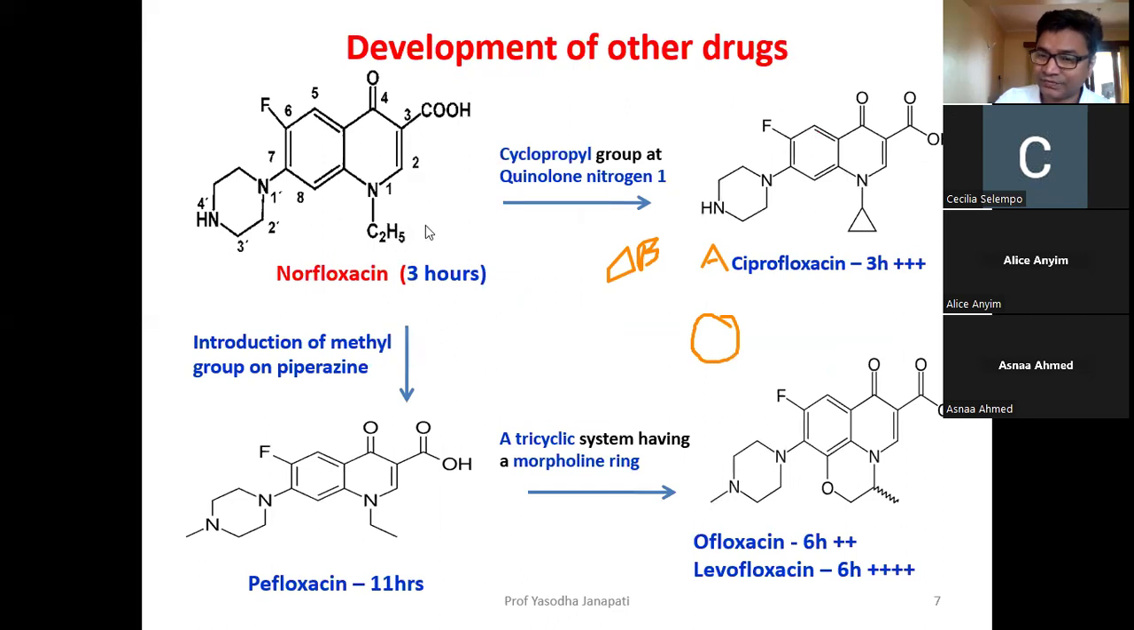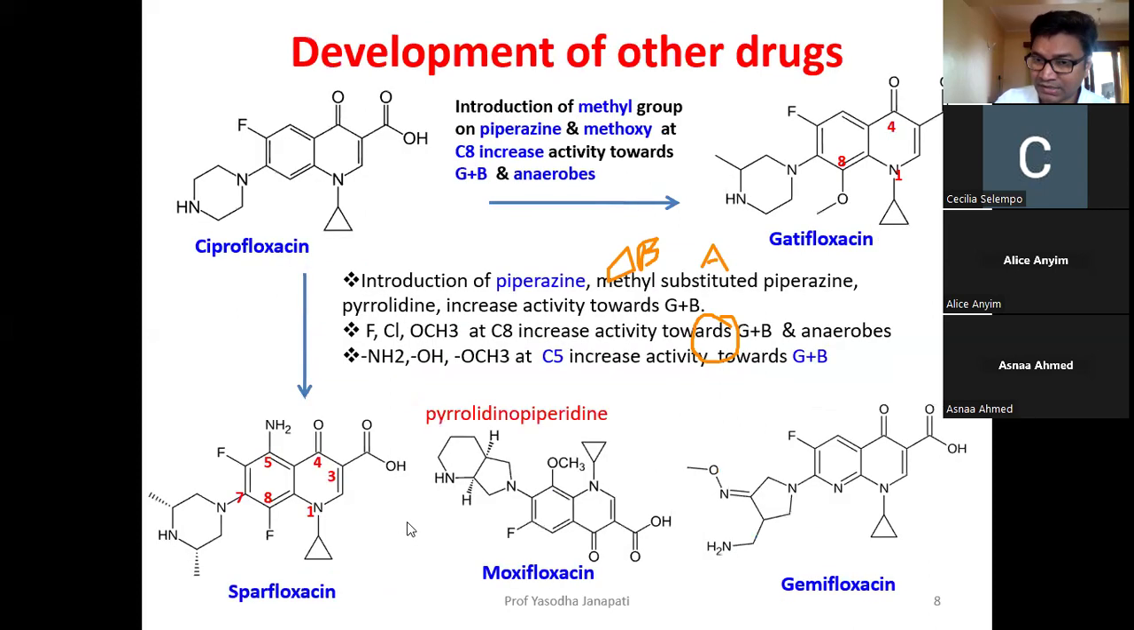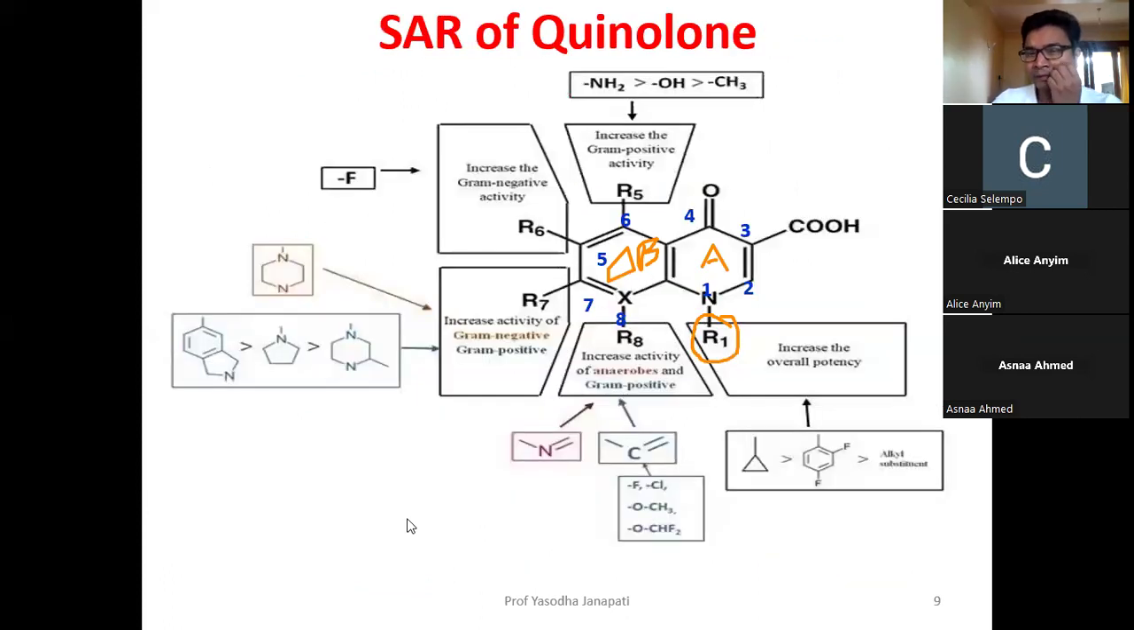Here an ethyl group was present, even in norfloxacin. You see the ethyl group. Now coming to the fifth position. Sorry, this is the fifth position. So now this is fifth, this is sixth.